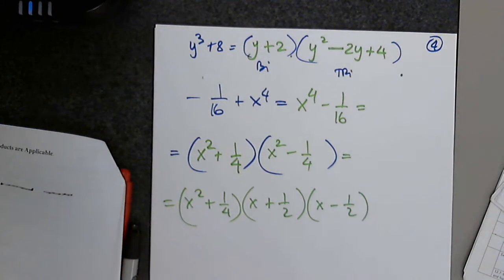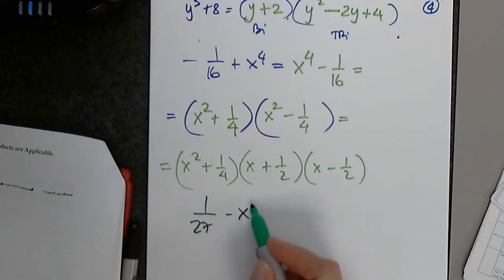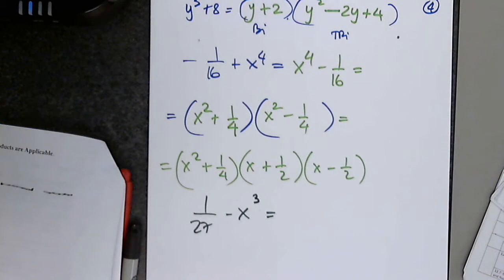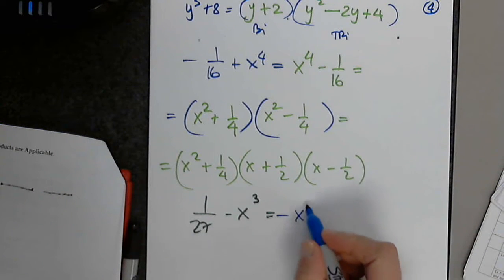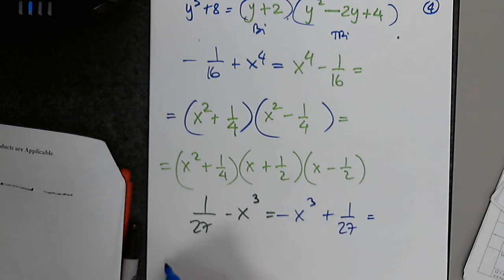1 over 27 minus x cubed. What type of polynomial is it? Good. Is it in descending order? What is its degree? Right, and that should give me an indication about what type of formula to use, if it comes to that. And definitely not the difference of squares, right? Because the degree is 3. Correct. Good. So then I will rearrange it as negative x cubed plus 1 over 27.